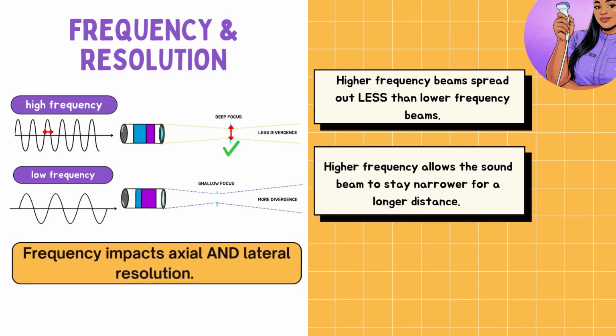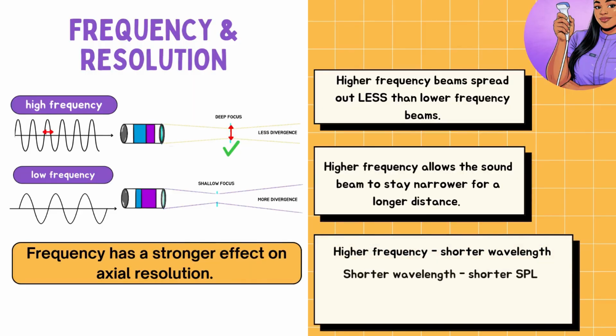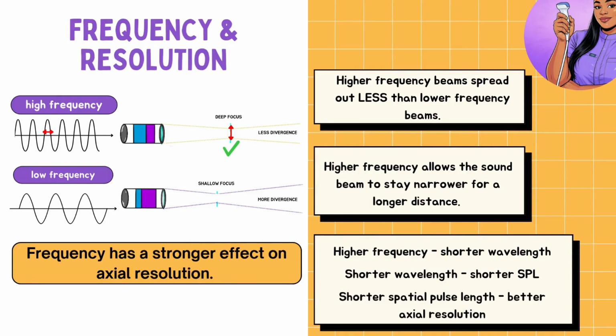So, frequency actually has an impact on both axial and lateral resolution. However, the strongest and most direct relationship between frequency and resolution is with axial resolution. Higher frequency directly shortens wavelength, which shortens spatial pulse length, and that directly improves axial resolution. So just remember that frequency influences both, but its most powerful effect is on axial resolution.